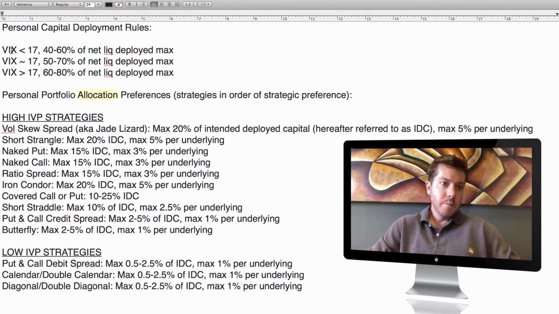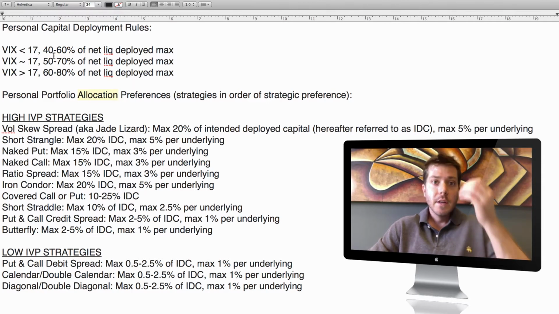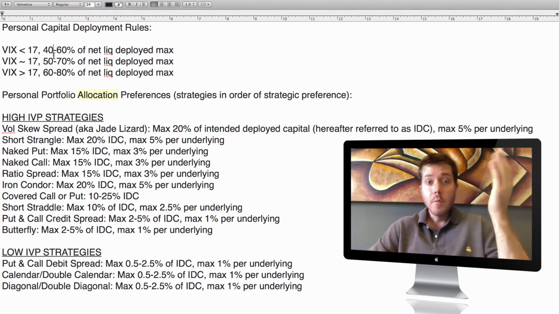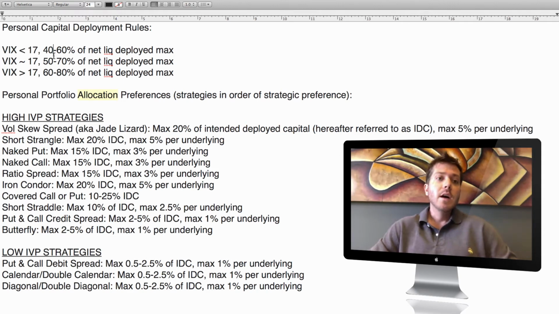So when the VIX is under 17, generally 40 to 60% of my net liquidity is going to be deployed, max. And this is just a rough range. Currently, with the VIX this low, I have 10% of my net liquidity deployed. This has just been a really boring, awful market for my style of trading. So this isn't set in stone, but this is just a good range to keep in mind.